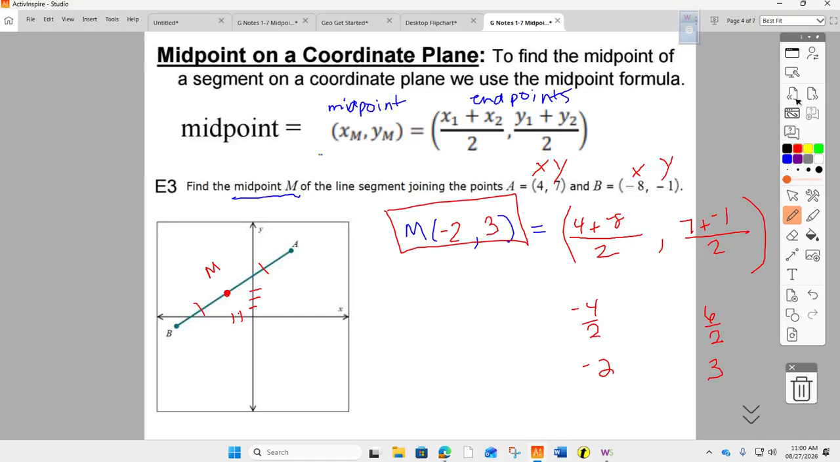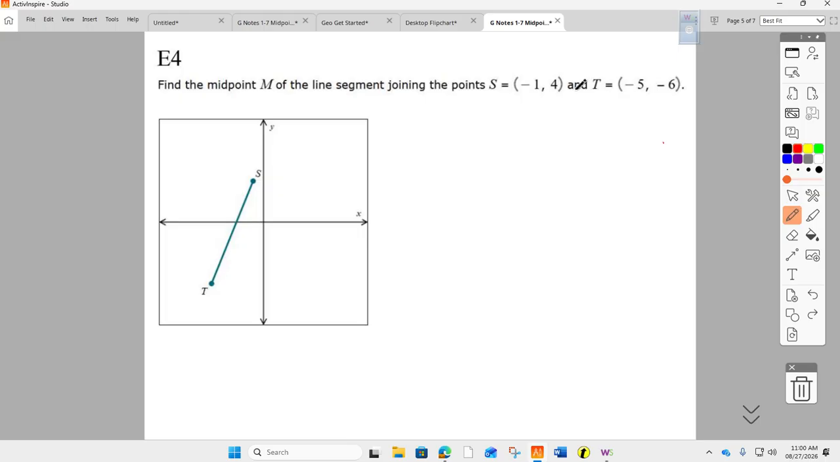Okay. Let's do the next one. So we're still finding the midpoint. And so we're going to find the midpoint of the x-coordinate by using the x-coordinates from each point. So S is negative 1, 4. T is negative 5, negative 6. What is the midpoint between those? Should be somewhere in here, right? So let's do the math. x plus x, negative 1 plus negative 5 divided by 2. Negative 1 plus negative 5 divided by 2 is negative 6 divided by 2, or negative 3.